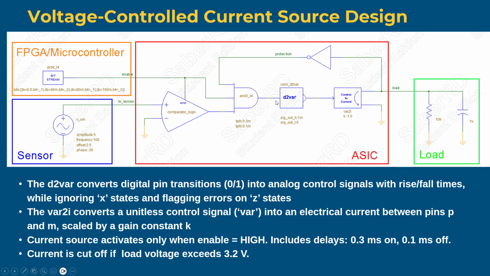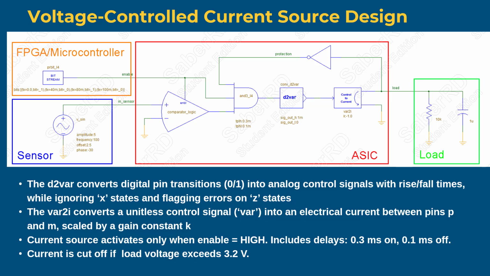For instance, we have D2A wire. D2A wire converts digital pin transitions into an analog control signal, and then we have control-to-current, which converts the unitless control signal into an electrical current. So let's see how we can model this circuit.